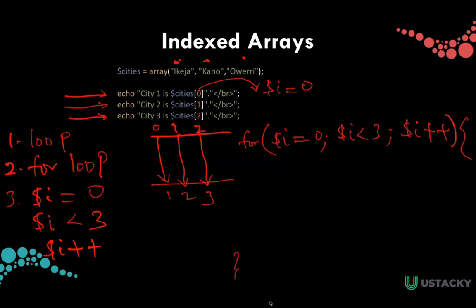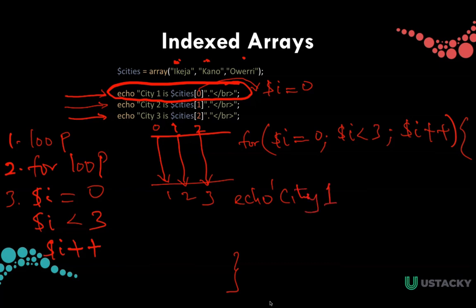Now to write the block of code, we only need to execute a piece of line and repeat 3 times. So to write it, we have echo. This is city 1. We don't know how to get the value of 1 now, so we can repeat it as city 1 is $cities.